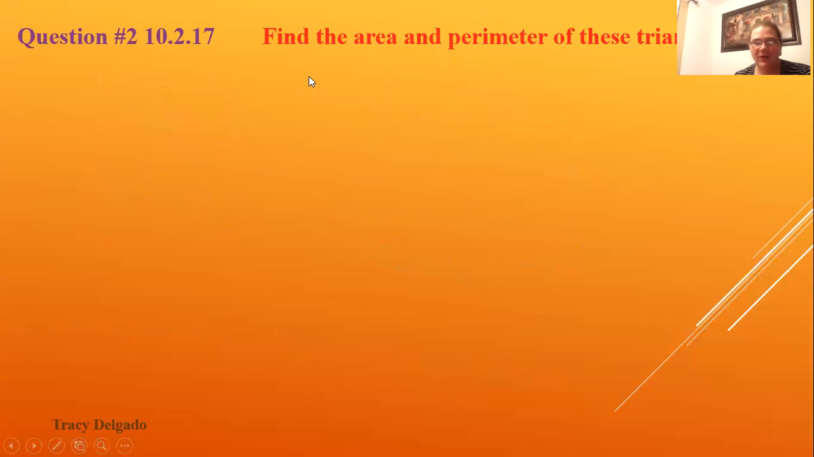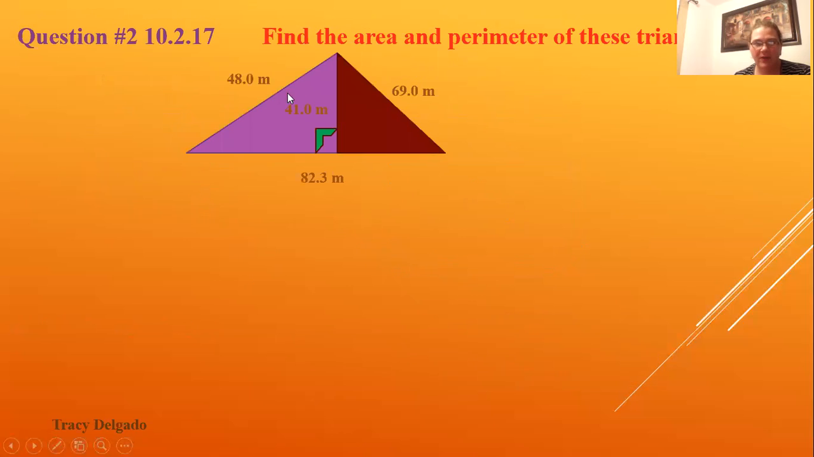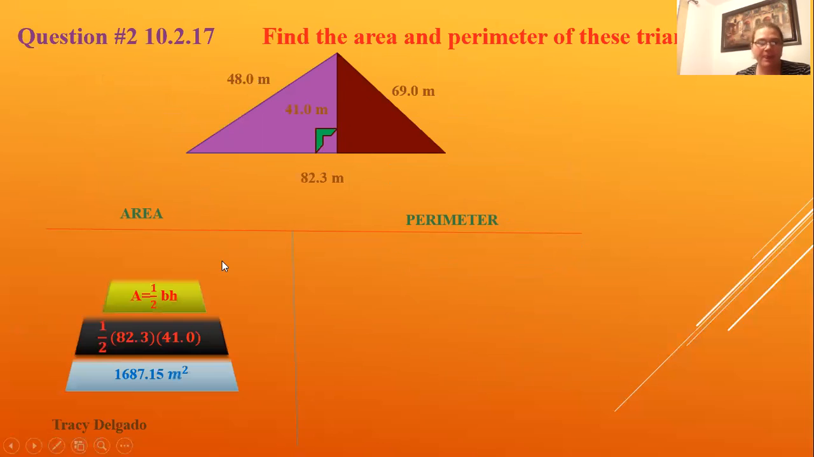Our next question, we're going to find the area and perimeter of these triangles. In this triangle, we have this one is 48 meters, this one's 69 meters, and the base is going to be 82.3 meters. This 41.0 meters, this is the height of our triangles. So to find our area and perimeter, I put a chart here. The area, to find it, is A equals 1/2 times the base and the height. In this case, we're going to multiply 1/2 times 82.3 times 41. And that will give us 1,687.15 meters squared.